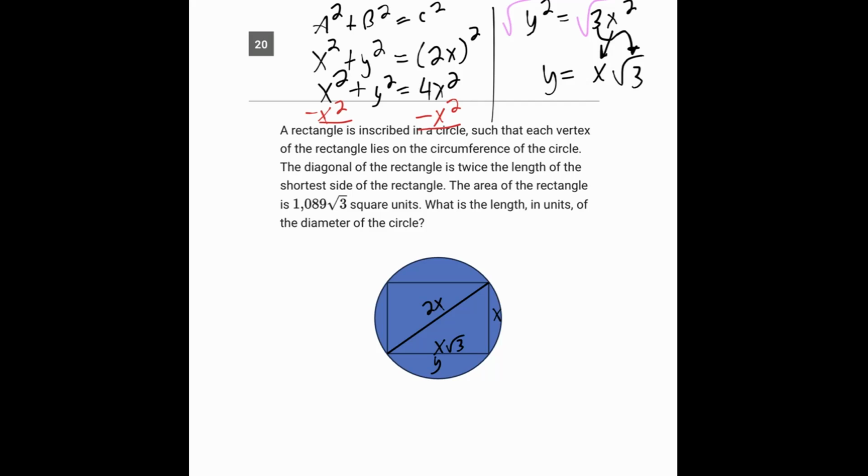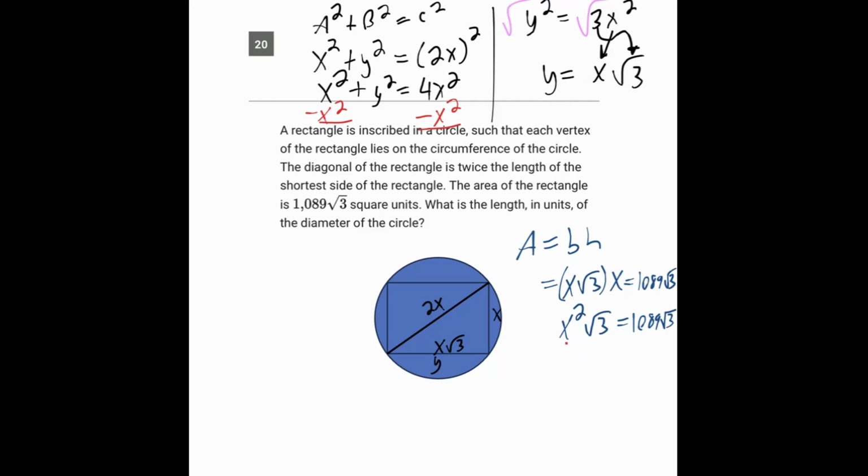Now we have something that we can use to write out the area of the rectangle, which is base times height. So for the base, we'll put x root 3, and for the height, we'll put x. And so that's the base and the height of the rectangle. And we were told that that rectangle had the area of 1089 root 3. So we've got x times x root 3 equals 1089 times root 3. Simplifying a little, this can be called x squared root 3 equals 1089 root 3.